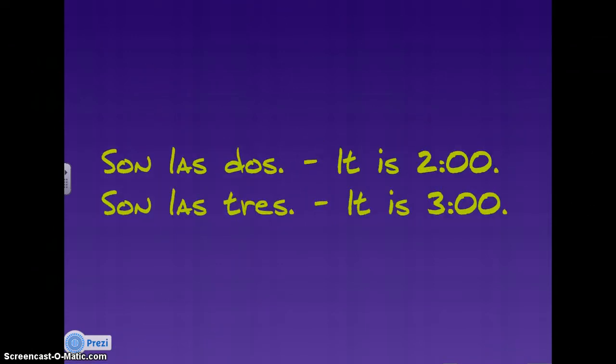Or for plural ones, we could say son las dos. It's 2 o'clock. Or son las tres. It's 3 o'clock. Notice it's the same son because they're plural. They're more than one.